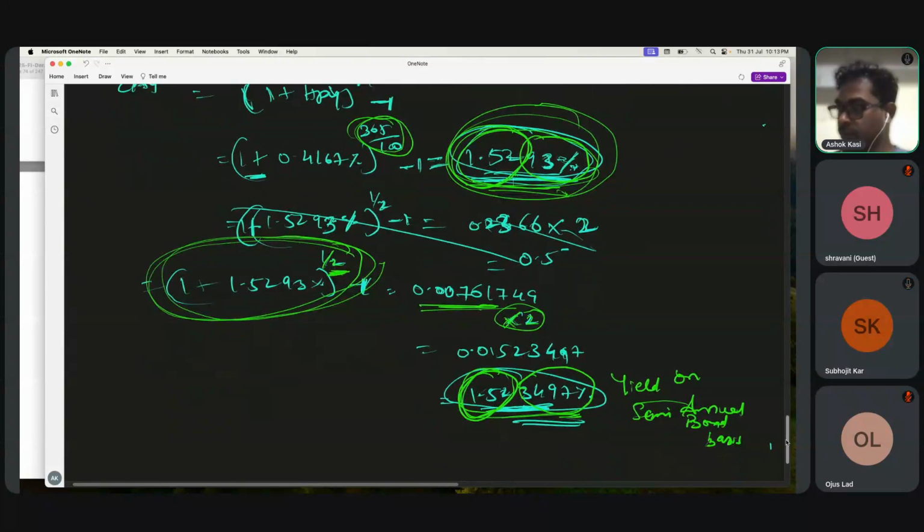Yes. So like here we first calculated the EAY. Can you scroll, like zoom out?